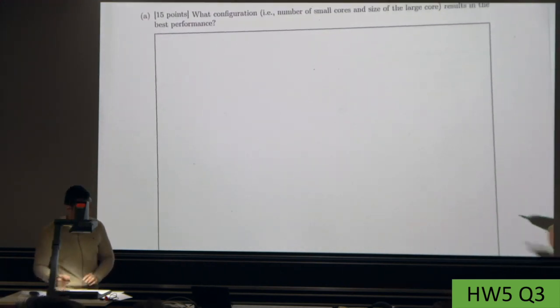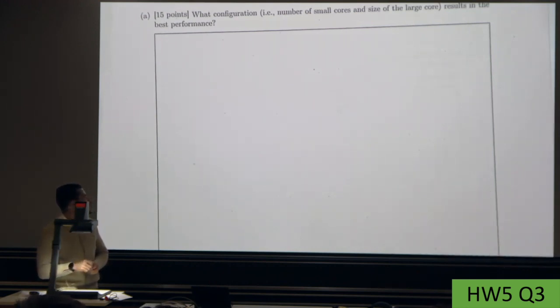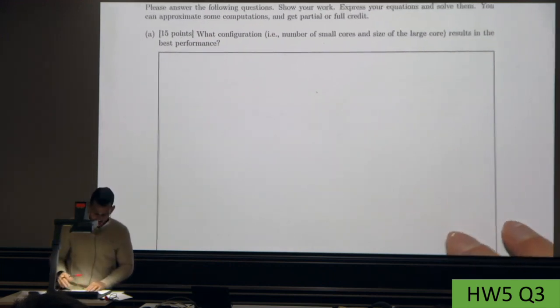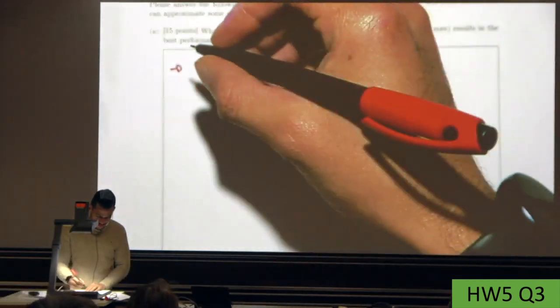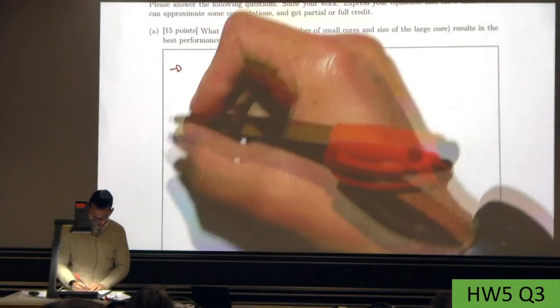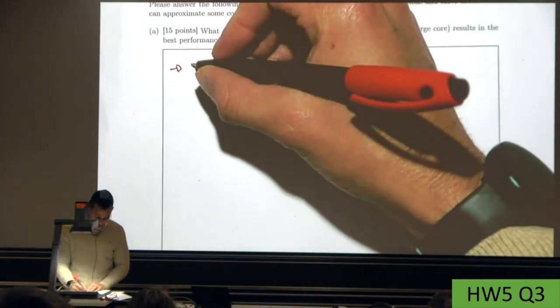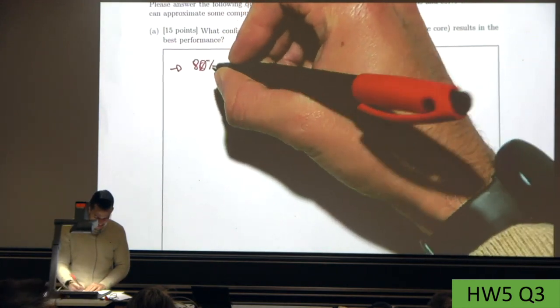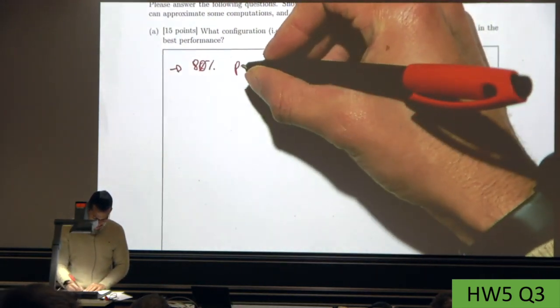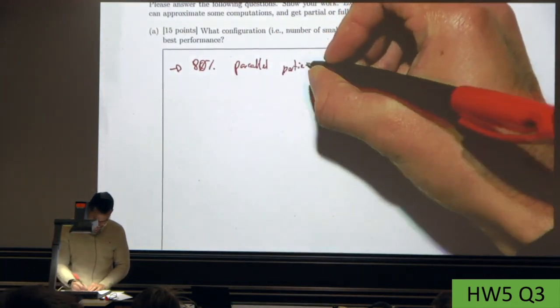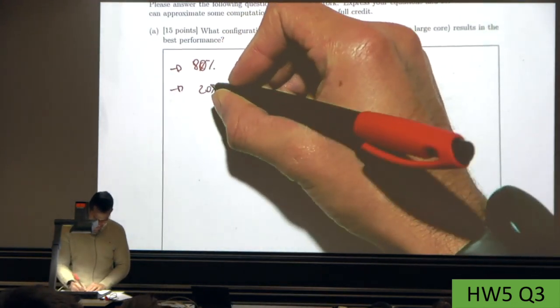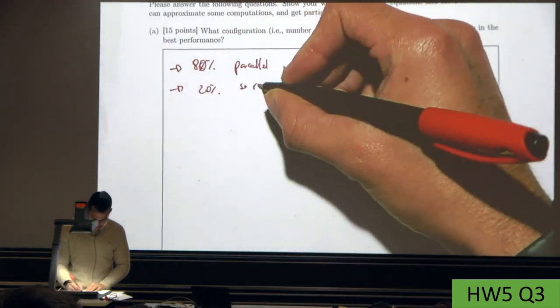First, they ask what configuration, number of small cores and size of the large core, is going to result in the best performance. All of the information that you have here is important. First, the fact that your application is 80% parallel, and 20% is going to be serial.